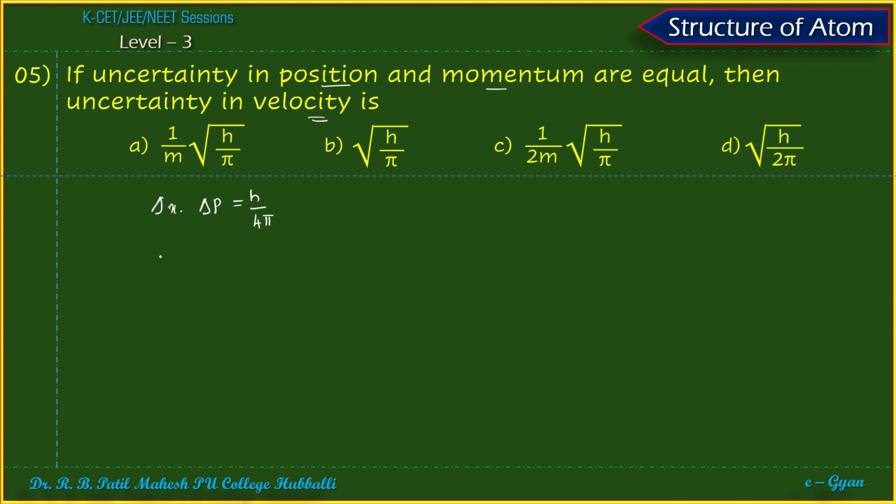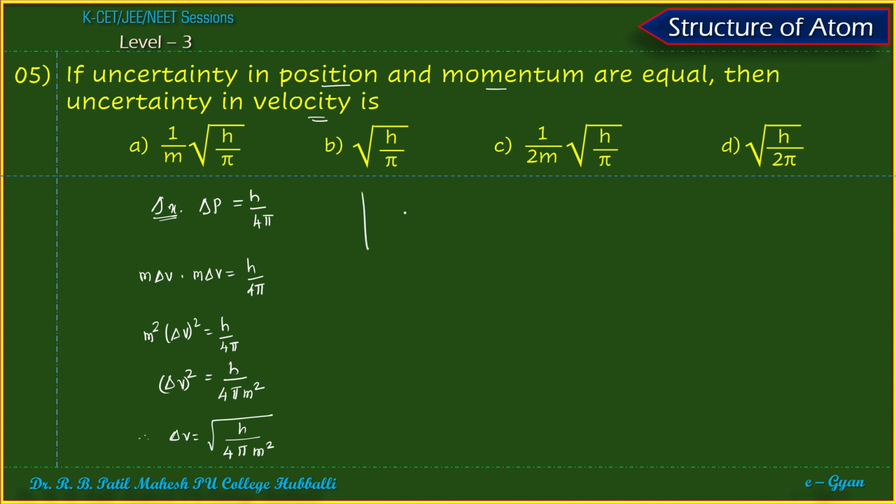Considering uncertainty in position can also be written as mass into uncertainty in velocity, and uncertainty in momentum is mass into delta v, which is equal to h divided by 4 pi, so m square into delta v square is equal to h divided by 4 pi. Therefore, delta v square is equal to h divided by 4 pi m square. Therefore, delta v is equal to square root of h divided by 4 pi m square.